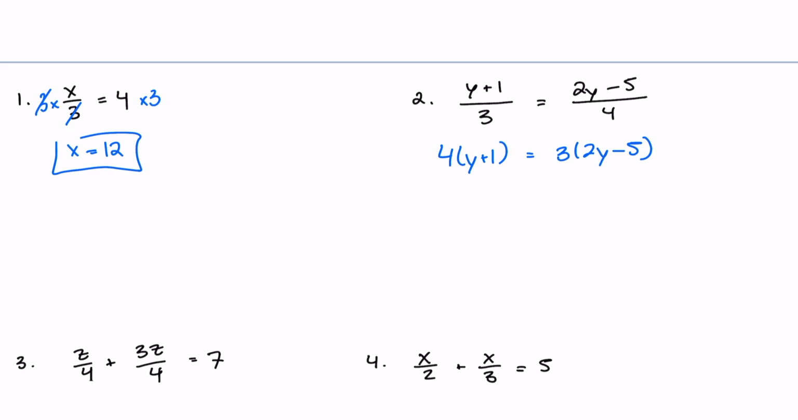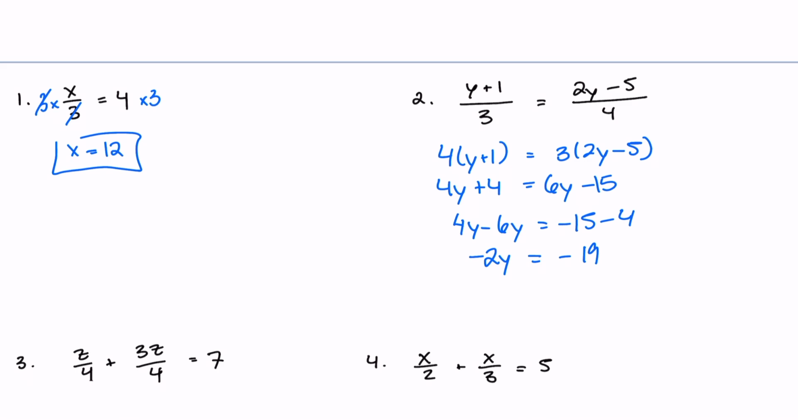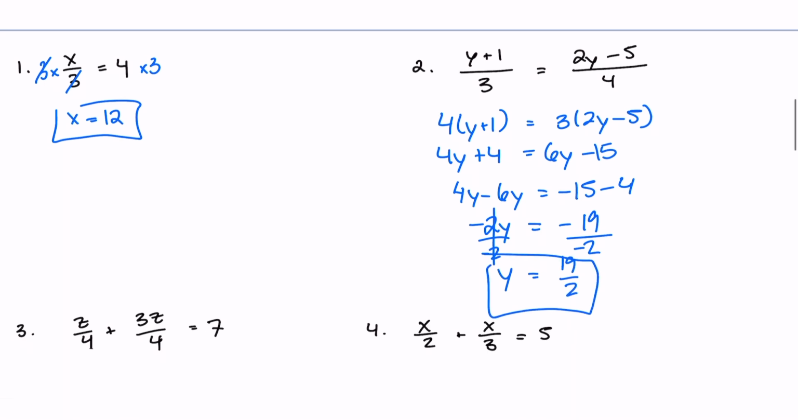So 4 times y gives us 4y, and 4 times 1 gives us 4. And that's going to be equal to 3 times 2y, so 6y, and 3 times negative 5 gives us negative 15. Moving the 6y to the left and the 4 to the right, we get 4y minus 6y equals negative 15 minus 4. So we end up with negative 2y equals negative 19. So to solve for y, we need to divide both sides by negative 2. That cancels, and we end up with y equals 19 over 2.